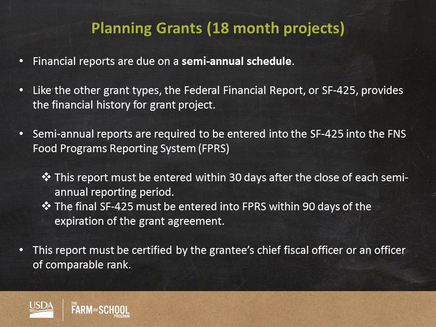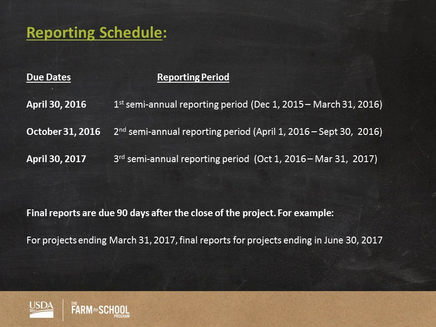Here's the reporting schedule for our planning grantees. The semi-annual halves go from December to March, and then April to September, and then October to March again. So the reports are due. Your first report isn't due until April of this year. So you all are pretty good. You should have plenty of time to get your Level 2 e-authentication and to get access to FIPRs. The second report, again, will be due October 31st, and then the third semi-annual report will be due April 30th, 2017.